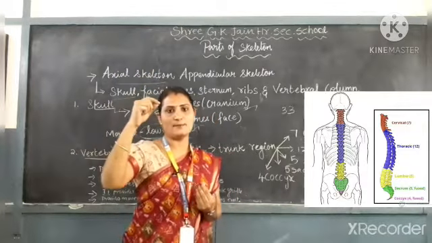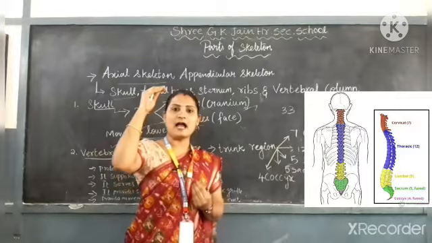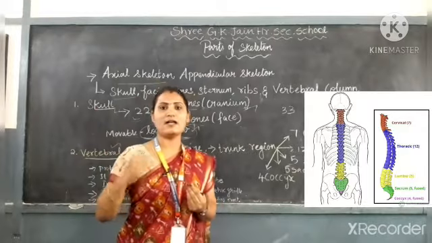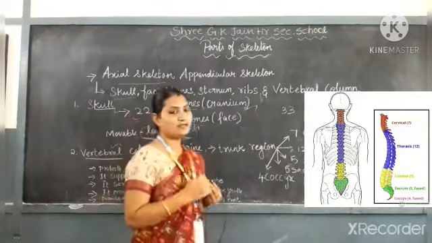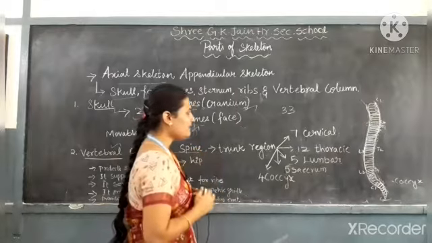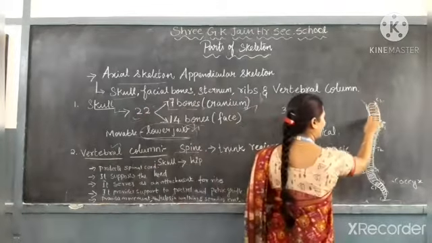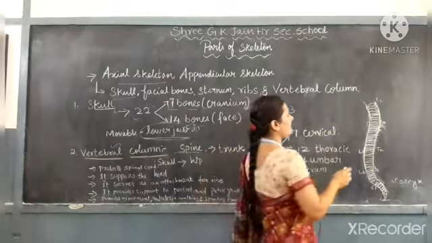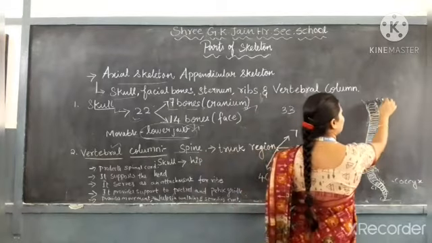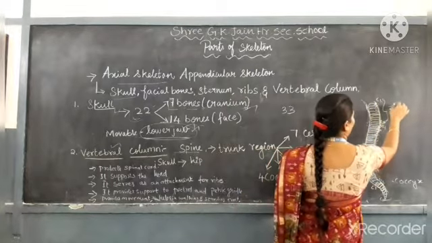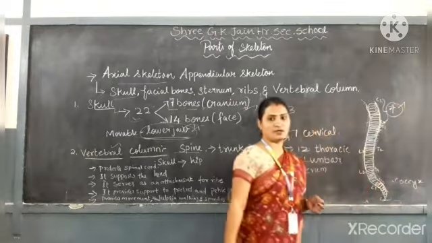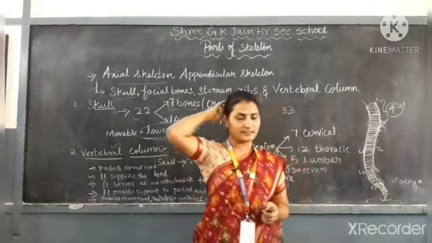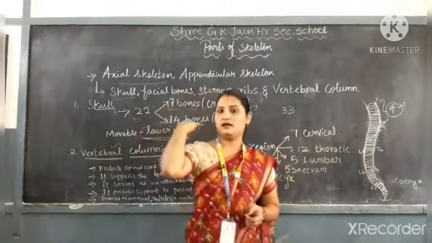This vertebral column runs at the back of the body, starting from the base of the skull and ending at our hip bone. I drew only a rough diagram of this vertebral column. Here C1 to C7 are the 7 cervical vertebrae, which are joined at the back of our neck, connecting our skull to the upper part of the body.